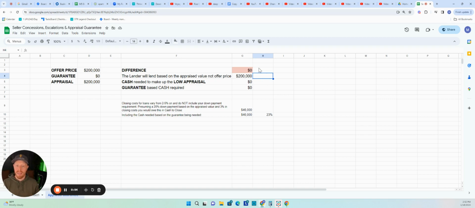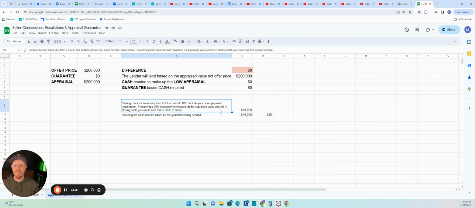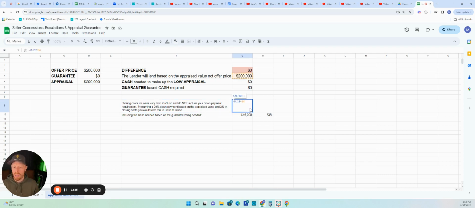So let's say it was 10%, again, 20 grand. In this case, there's no cash needed to make up a low appraisal, and the guarantee-based cash required is zero. So nothing happened here. Just for notes, closing costs for loans vary from 2 to 5% and do not include your down payment requirement. Presuming a 10% down payment based on the appraised value and 3% closing costs, you would owe this in cash. I have this using 3% plus the down payment, which ends up being almost 25%. 25% would be 50 grand, including the cash needed based on the guarantee. It's this, so still 23%.